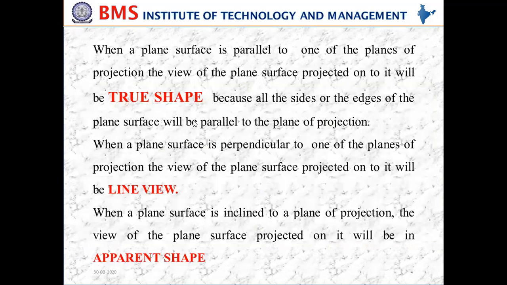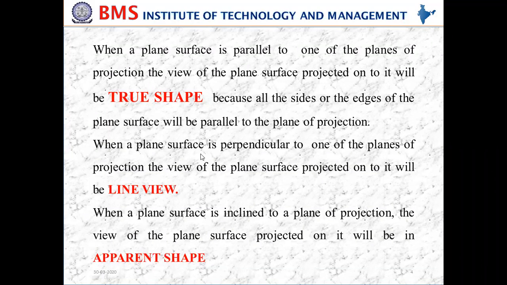Here, when a plane surface is parallel to one of the planes of projection, I have taken the horizontal plane as an instance. So the view projected onto the horizontal plane will become the true shape according to this statement. When the plane surface is parallel to HP, the view of that plane surface projected onto it, that is the top view, will be the true shape, because all the sides or edges of the plane surface will be parallel to the plane of projection.